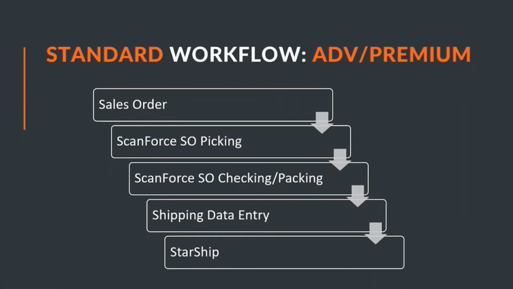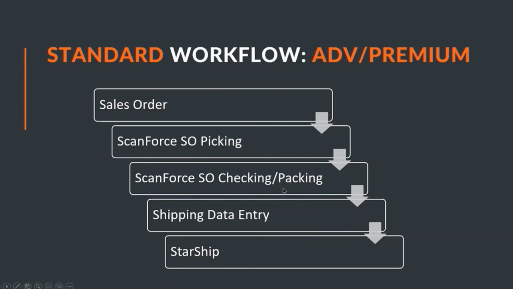Now, if you're using our advanced or premium version of our package, same thing happens. A sales order gets entered, we're going to pick it, but then we have that intermediary step where we pick it, and then we'll do a secondary step where we check and pack it. This can happen in succession because you may have one person that's a picker and somebody else that's a packer. Or you may pick it and stage it and come back a week or a month later and do the checking, packing, and actually ship it. That's when it goes to shipping data entry, and that's when the data flows over to Starship.